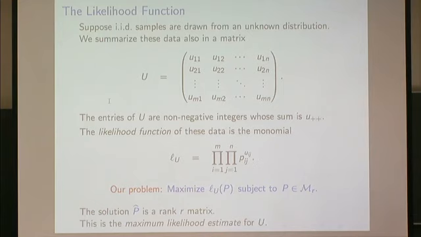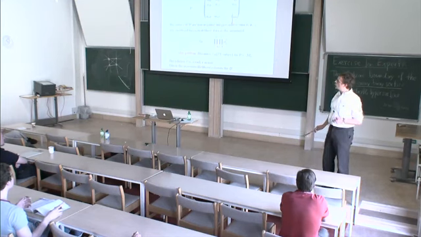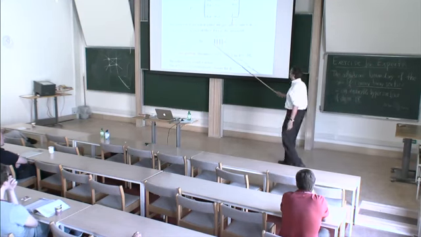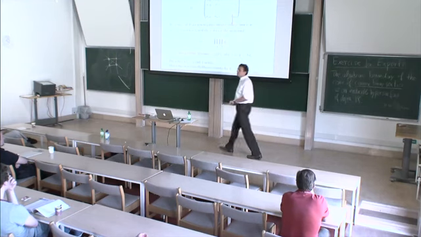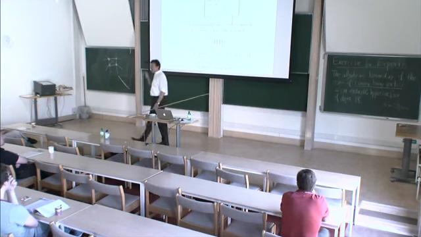The likelihood function is the corresponding monomial in the P's. So L_U is the monomial with this exponent matrix, the product of the unknown P_ij's raised to the power U_ij. Well, if the samples are independent, this is the likelihood or probability of seeing this particular table given the sample size. It's not quite true. There's actually a multinomial, a normalizing constant.